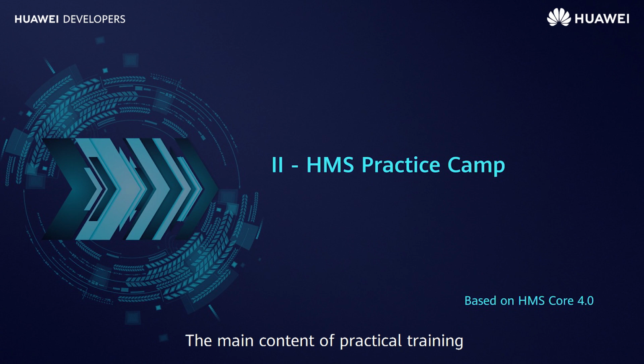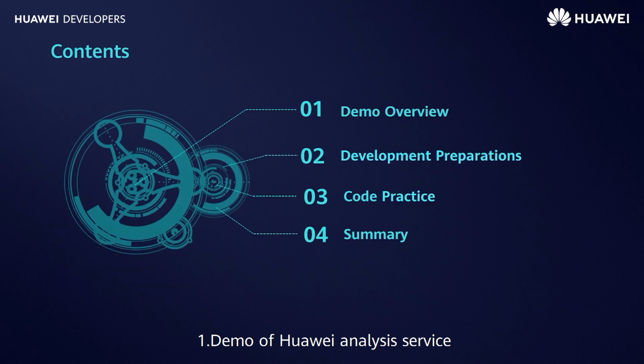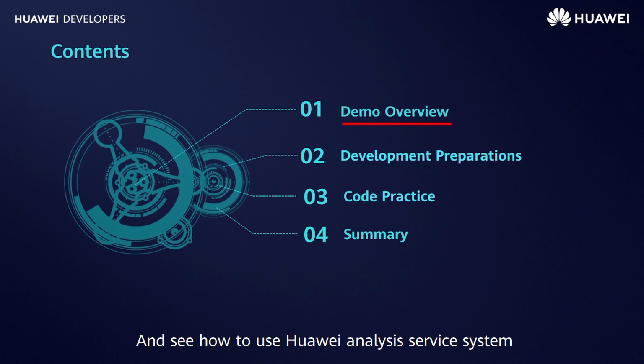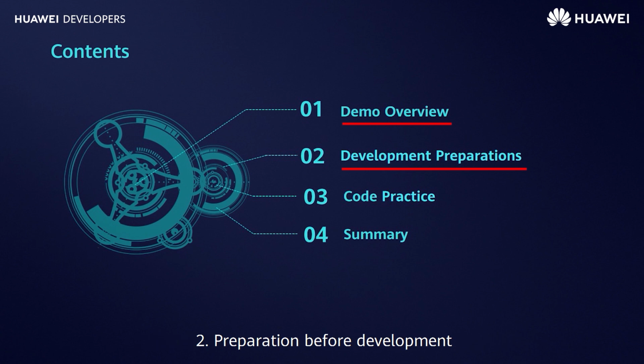The main content of Practical Training Camp is divided into 4 parts. 1. Demo Huawei Analysis Service. After watching these specific scenarios shown on the demo, we can understand more deeply about Huawei Analysis Service and see how to use Huawei Analysis Service System. 2. Preparation before development. 3. Practical training of Huawei Analysis Service. This part is the code part that developers concern the most. 4. Summary.